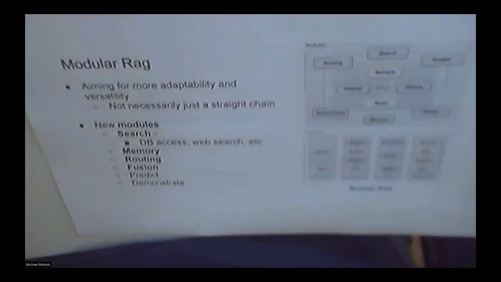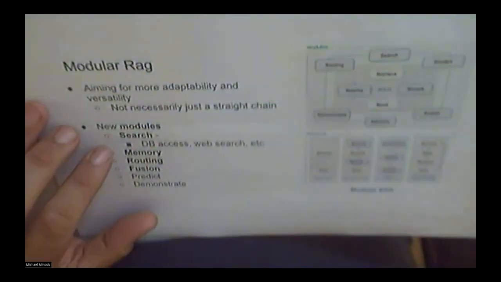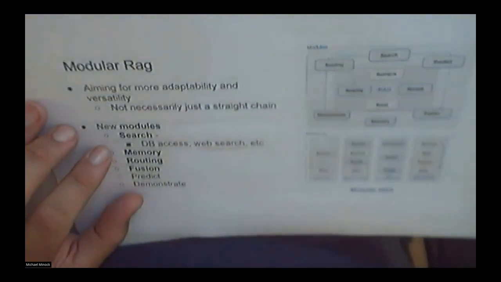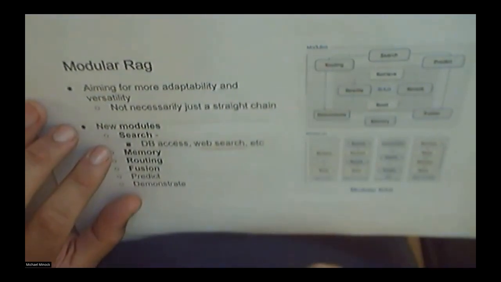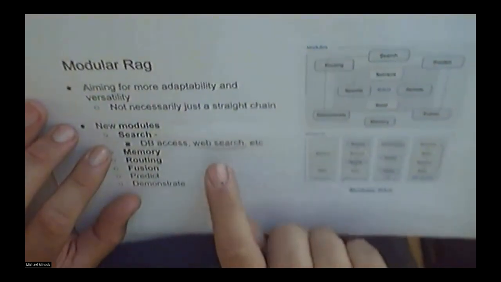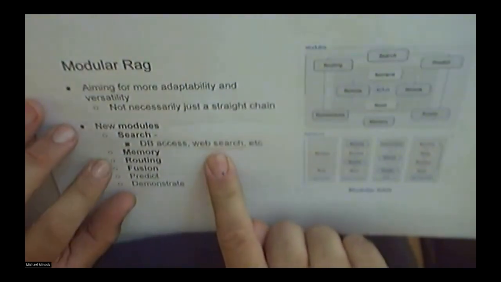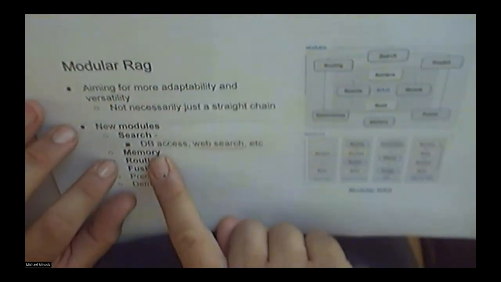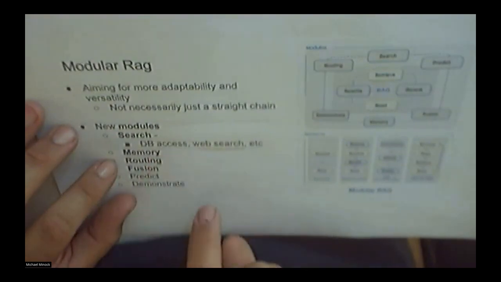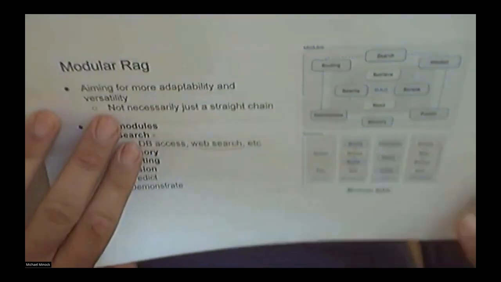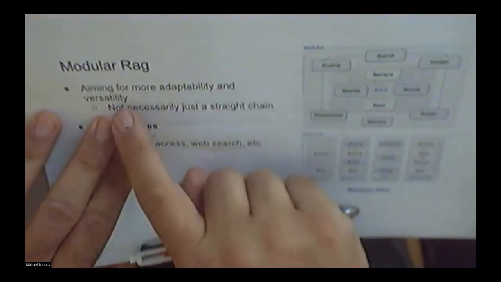So this can get arbitrarily complicated, but one of the things might be doing database access or web search. There's a whole question of agents, and we're going to have a dedicated lecture on agents next week, where we're going to talk about some of the actions like web search. You might also have a memory, an episodic memory, that you're maintaining. There's the routing, the fusion stuff. So we're aiming at more adaptability and versatility. It's not necessarily just a straight chain.